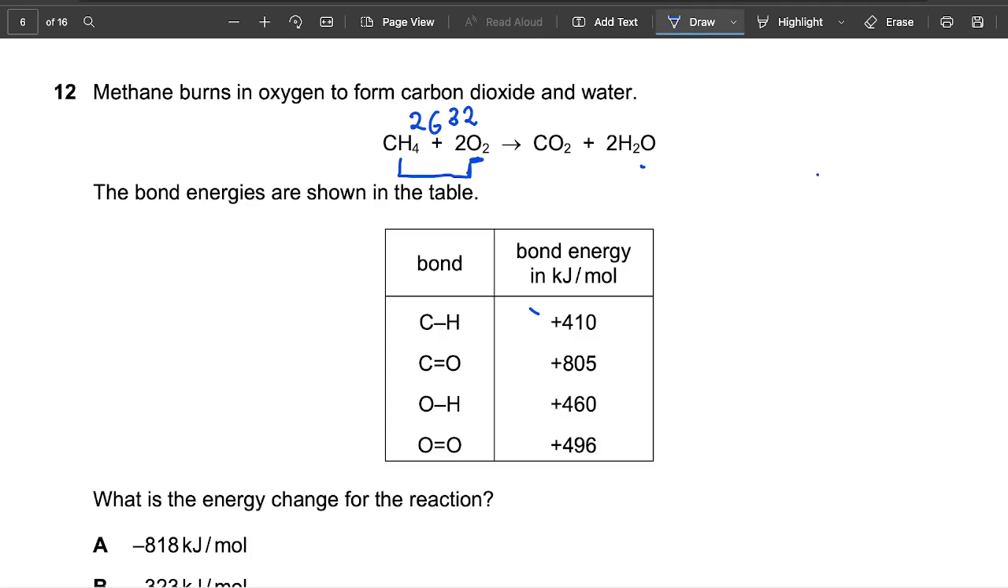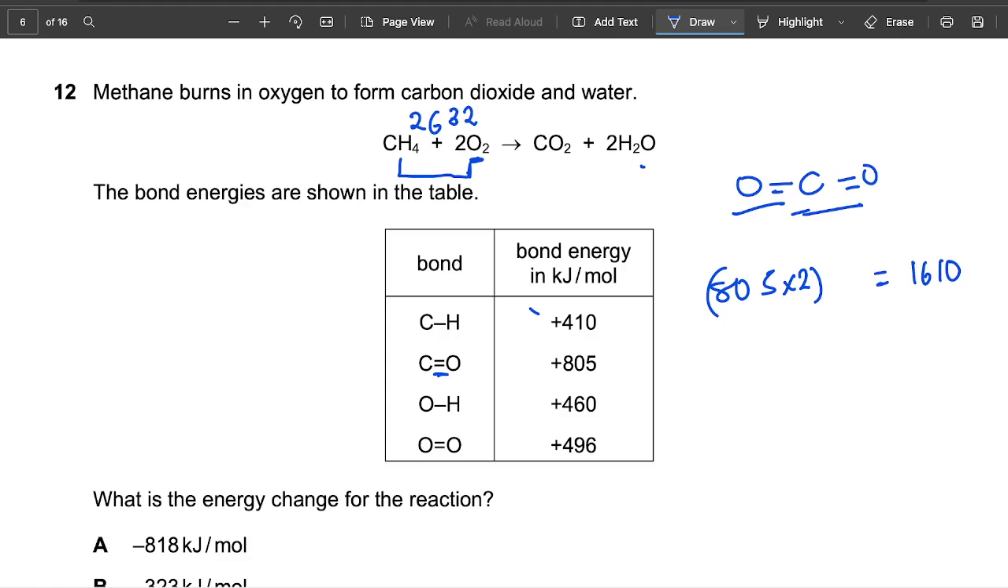How do you write CO2? It is like this. It's comprised of two C=O bonds, so C=O and then C=O. So 805 times 2 will give us 1610. And then we have 2H2O.